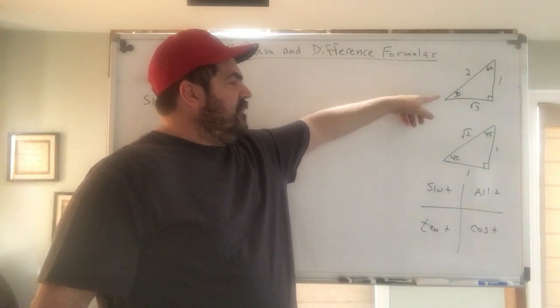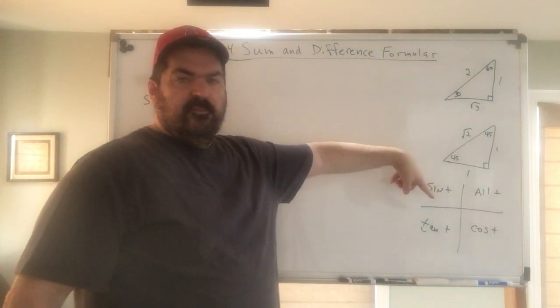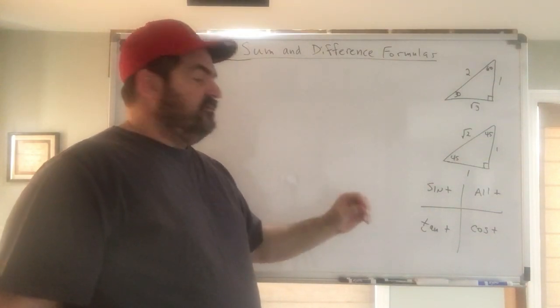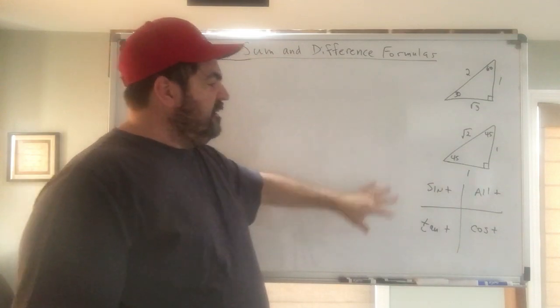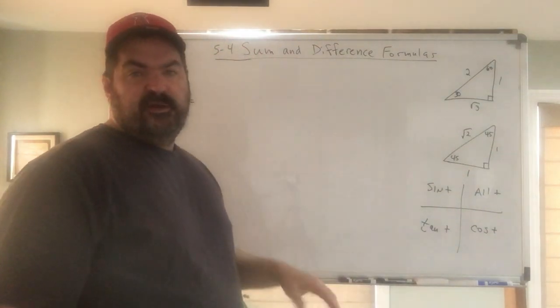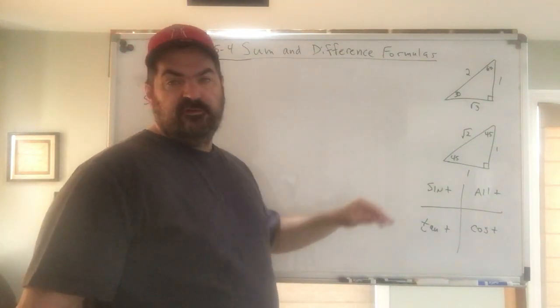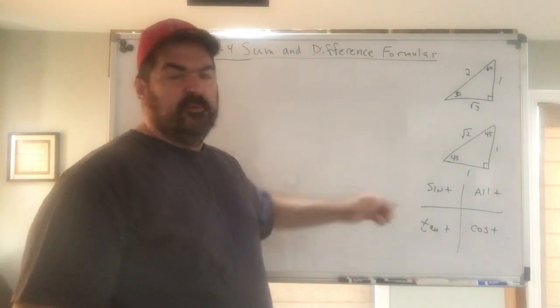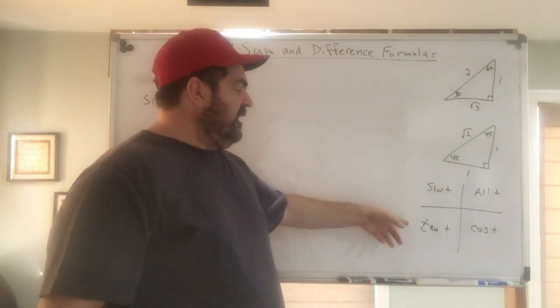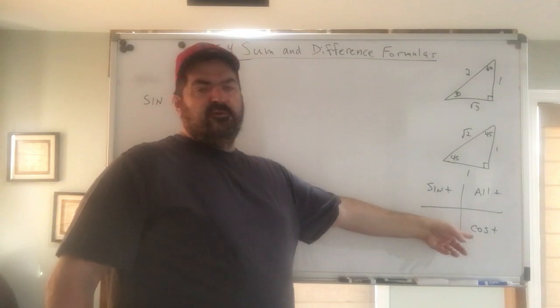The quadrant system, we're going to use that to make sure we get the correct sign. Remember, everybody's positive in quadrant 1. Sine is positive in quadrant 2. The other ones are negative, sine and cosecant, but we're just going to be working with sine, tangent, cosine. Tangent's positive here, and cosine's positive here.